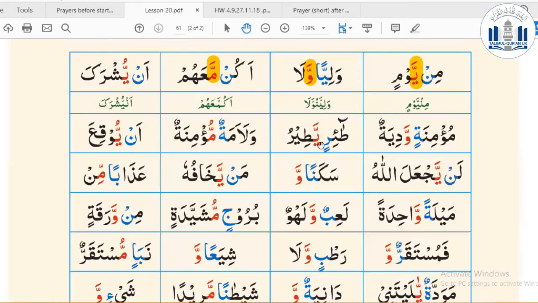Well done. Excellent. Just come a bit closer to your mic so I can hear you a bit better. Riya. Okay. And then Tiru. Well done. This is a ya madda, so you have to stretch the sound of ti for 2 seconds. Ti and then ru. Okay? So all together, riya, tiru.